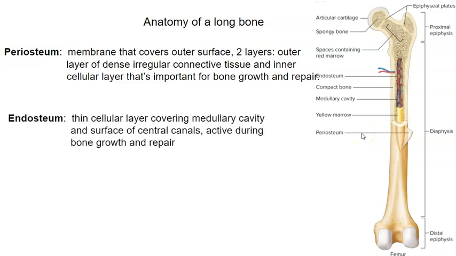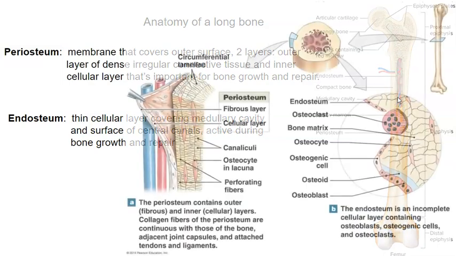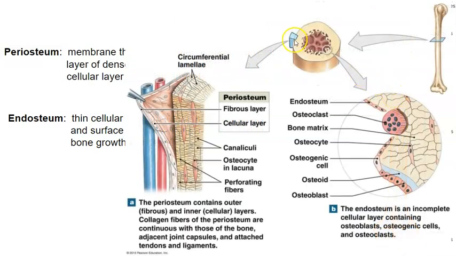We also have another sort of membrane on the inside. It's called the endosteum. Endo meaning within. And that's a cellular layer that covers this cavity. It also plays a role in bone growth and repair. So if we were to take this bone and take a cross section of it, and we looked at the outside, we'd see the periosteum. If we looked at the inside, we'd see the endosteum. So look at the periosteum. Like I mentioned, it's got that outer fibrous layer and then an inner cellular layer.